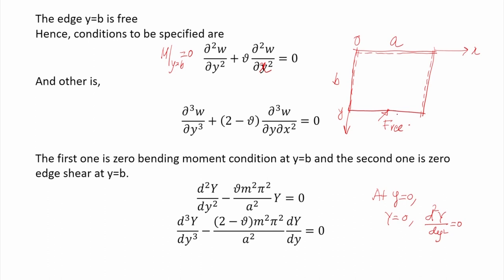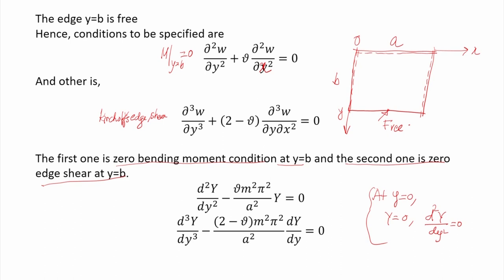Then at the free edge, the Kirchhoff's edge shear, for which we have found the expression as del cube w by del y cube plus (2 minus mu) into del cube w by del y del x square equal to 0. The first one is the zero bending moment condition at y equal to b, and the second one is the zero edge shear condition. However, for y equal to 0, this condition is valid.